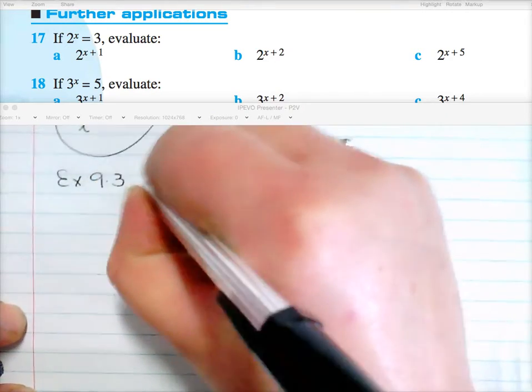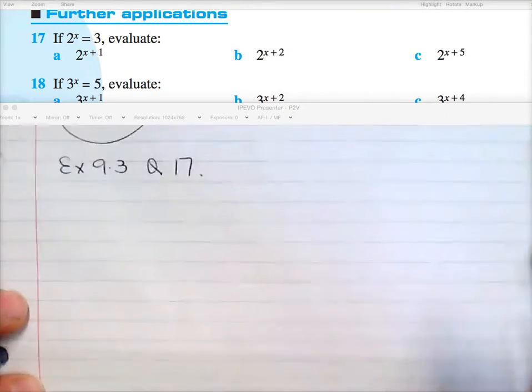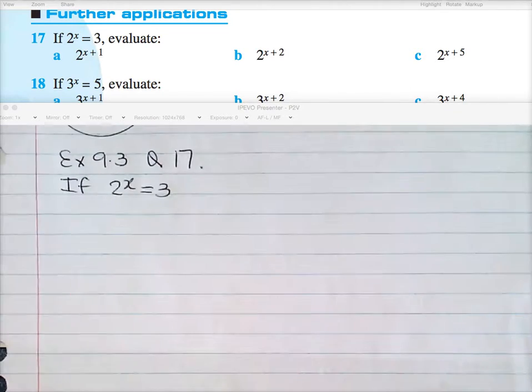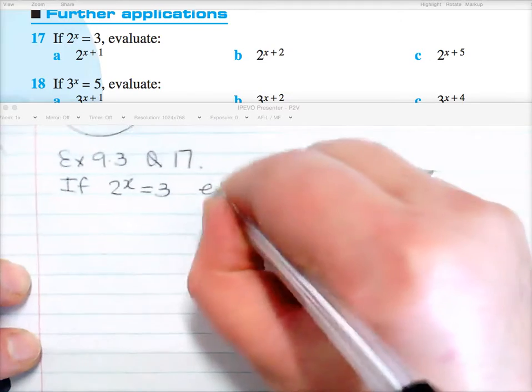Exercise 9.3, question 17. If 2 to the power of x equals 3, evaluate the following.